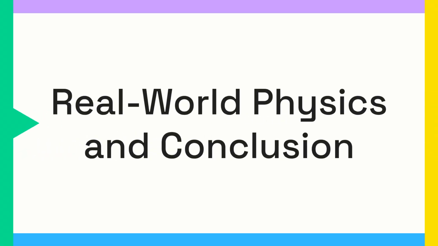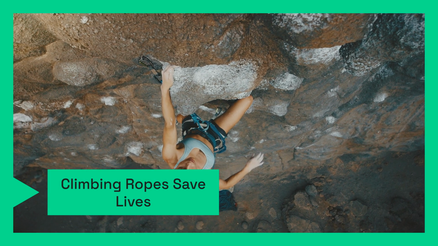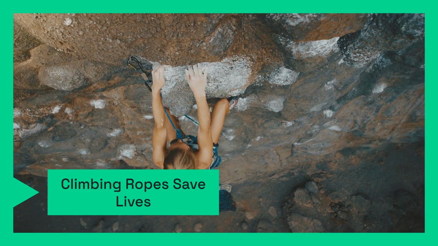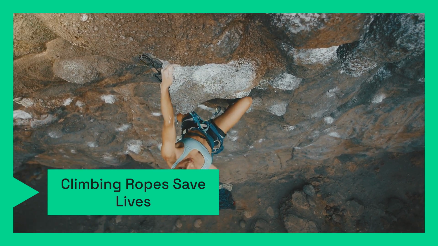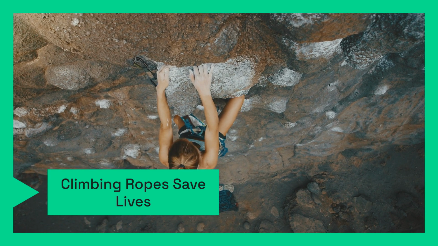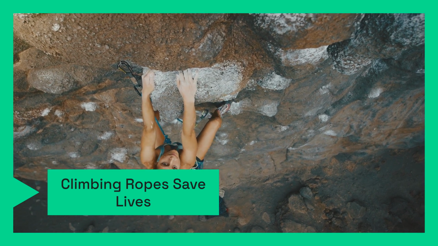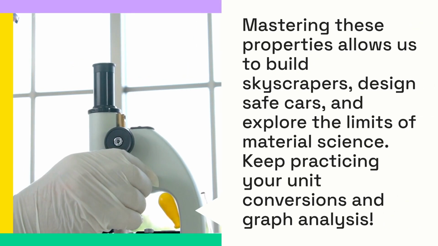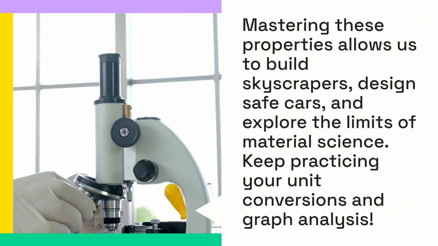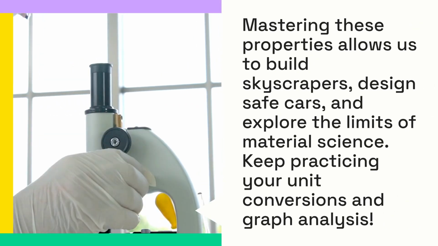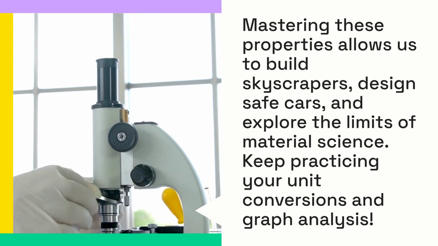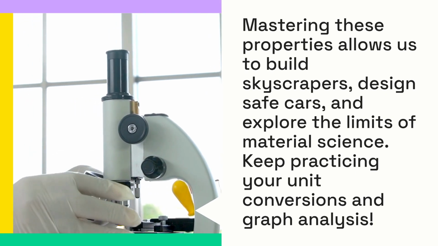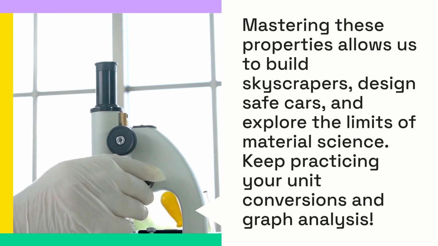These properties are not just academic, they are essential for safety and reliability in countless applications. Physics saves lives. Climbing ropes are designed for high dynamic elongation to absorb the impact of a fall. By engineering for the correct Young modulus, manufacturers ensure the force on the climber and their anchors remains within safe limits. Mastering these properties allows us to build skyscrapers, design safe cars, and explore the limits of material science. Keep practicing your unit conversions and graph analysis to apply these concepts effectively.